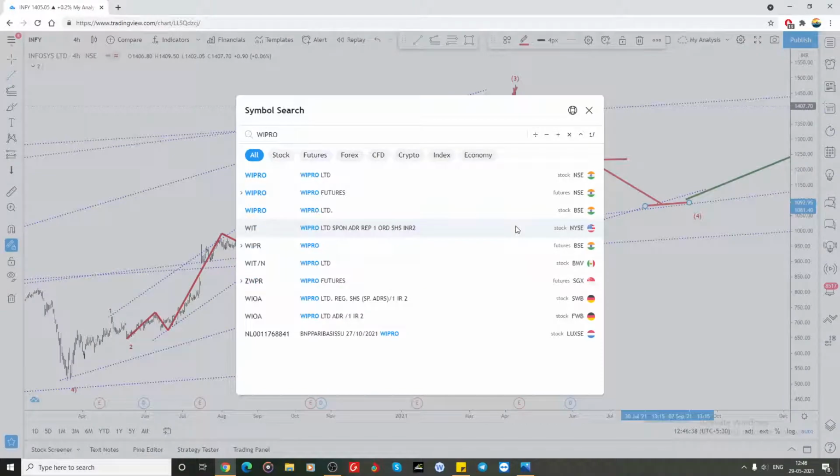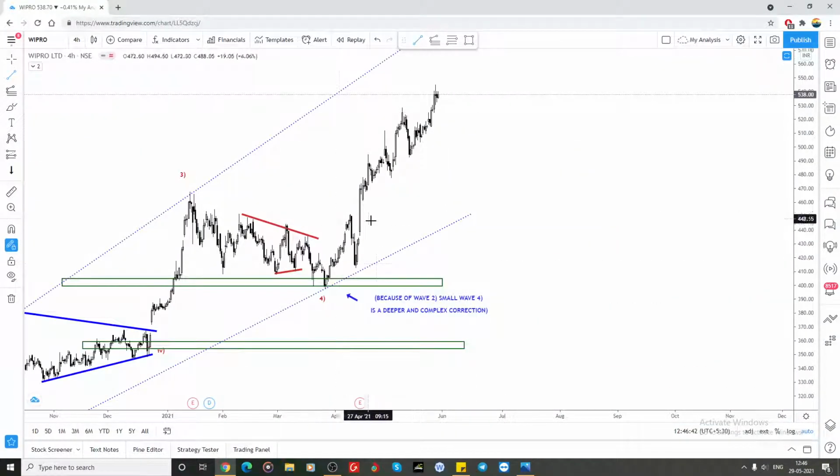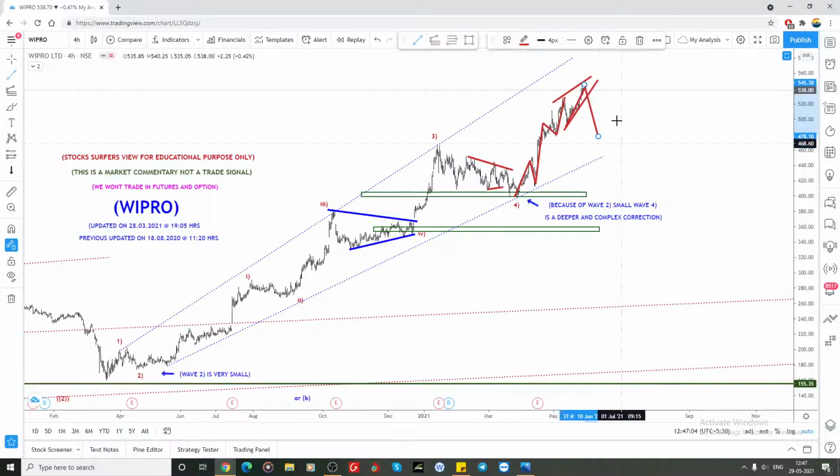Now Wipro. So Wipro keeps going on, but I don't have any count here, because previously I said this is a 1, 2, so 3, so either it could be a 4 and 5. So it's still going, meaning whether this is a wave 1, 2, again 3, 4, 5, the fifth wave got extended, then again I fall. So that is my view in Wipro.